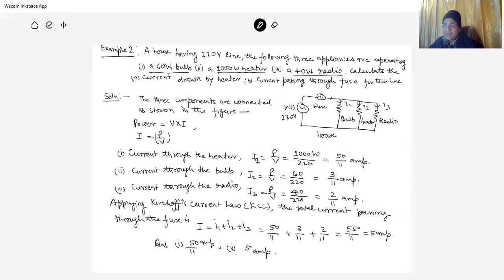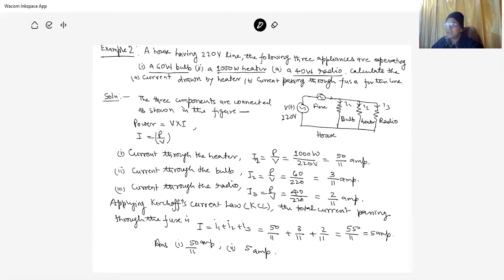The power is V into I, so I is equal to P upon V, the power consumed over the voltage of 220 volt. The current through the heater, I1, is P upon V, where P is 1000 watt and V is 220 volt, so 50 upon 11 ampere. The current through the bulb is 60 upon 220, that is 3 upon 11. The current through the radio, I3, is 40 upon 220, that is 2 by 11 ampere.